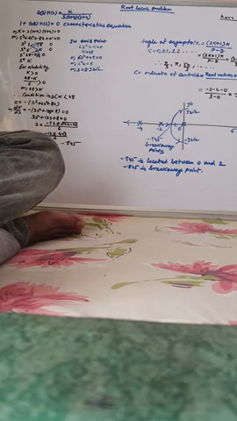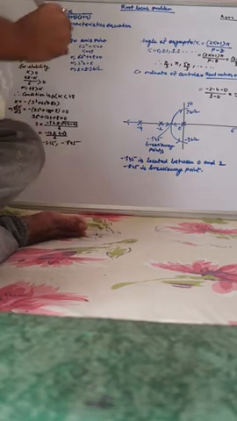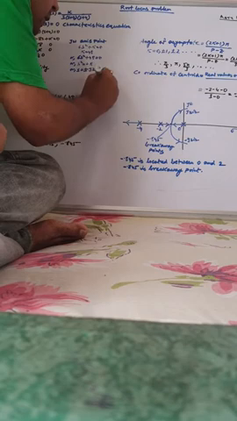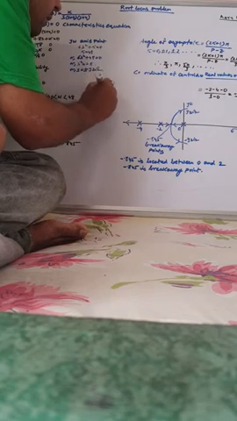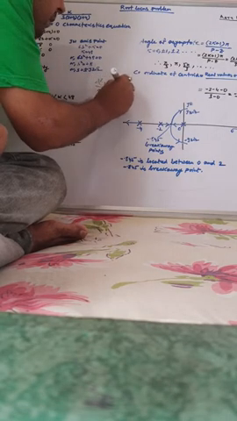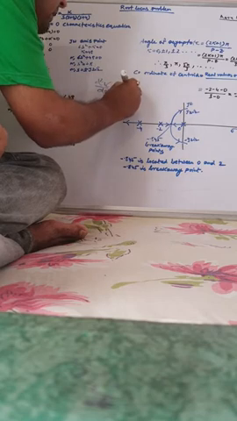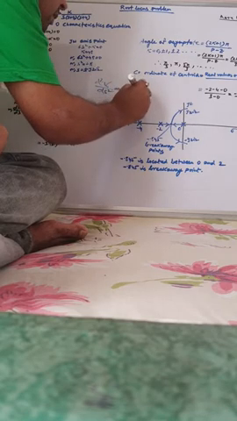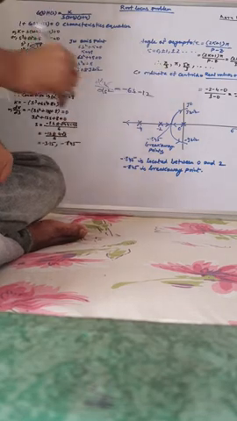Which one is the breakaway point, that we will discuss later, for which you need to do d square K by ds square, that is equal to minus 6s minus 12.